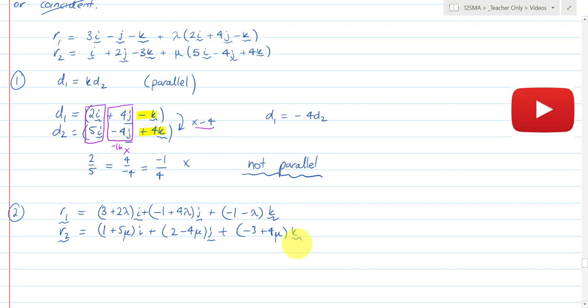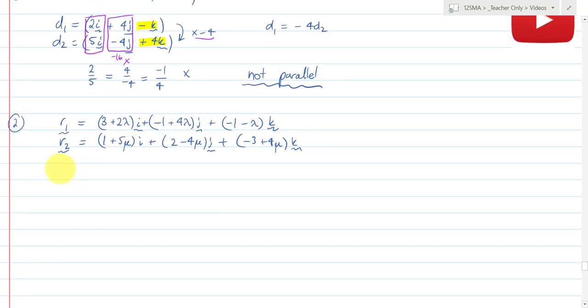Now, what's going to happen here is we're going to create 3 simultaneous equations. So we need to be able to show that 3 plus 2 lambda is equal to 1 plus 5 mu. So the I components must be equal. And of course, the second one will be negative 1 plus 4 lambda has to be equal to 2 minus 4 mu. And that is this one. And lastly, negative 1 minus lambda has to be equal to negative 3 plus 4 mu.